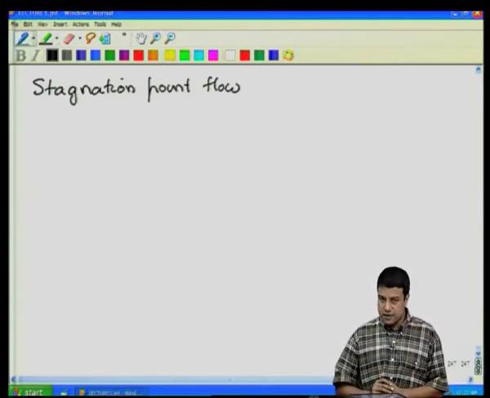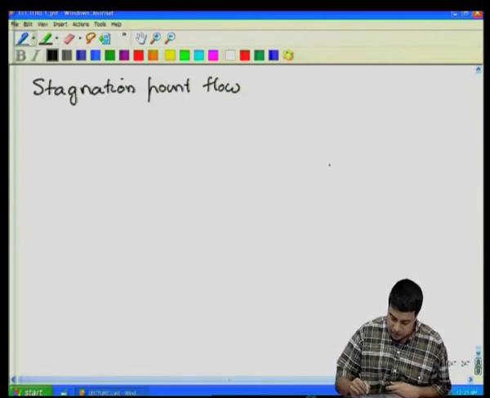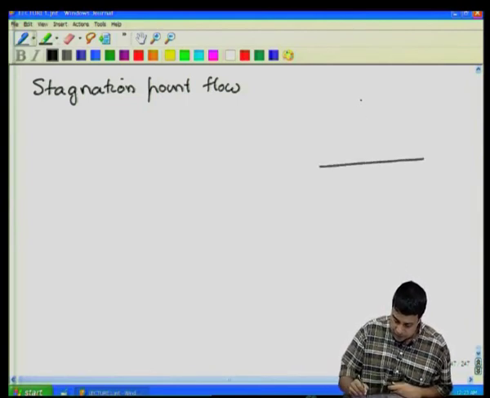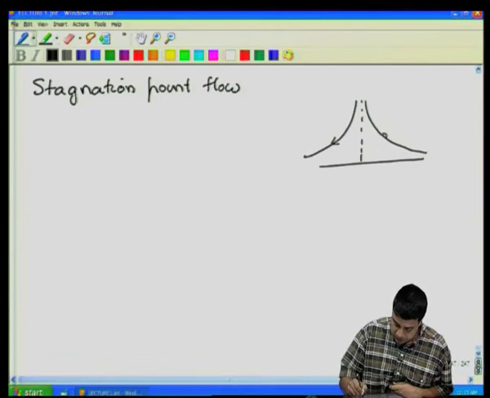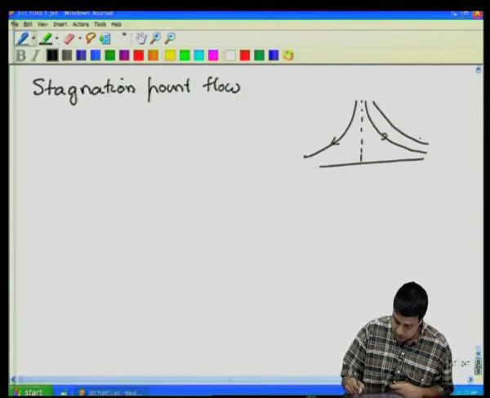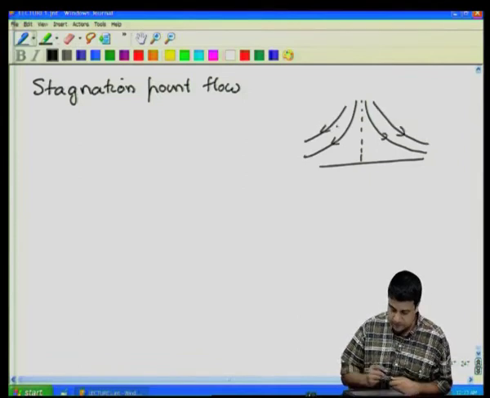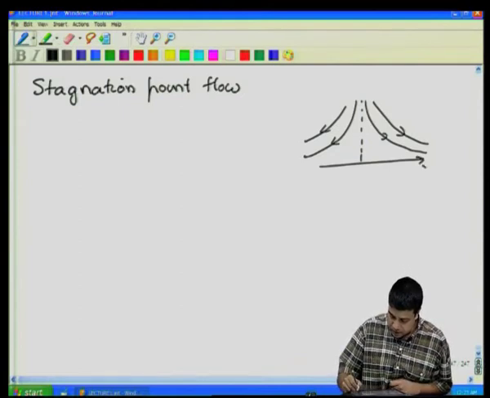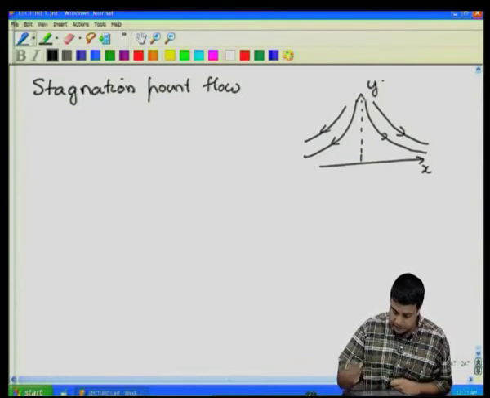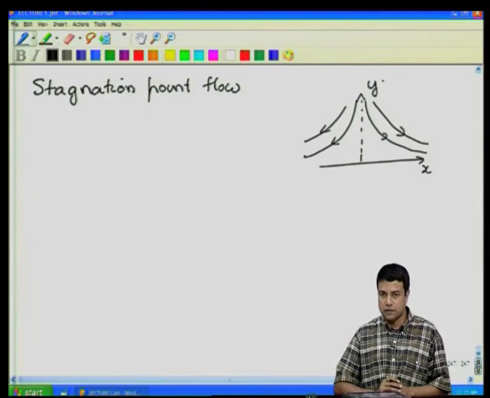We have already seen this in our potential flow solutions. We have already seen this kind of flow, the flow in a corner, flow that is approaching a surface and has, I will call this the x and this the y. This flow we have already seen in potential flow solutions.